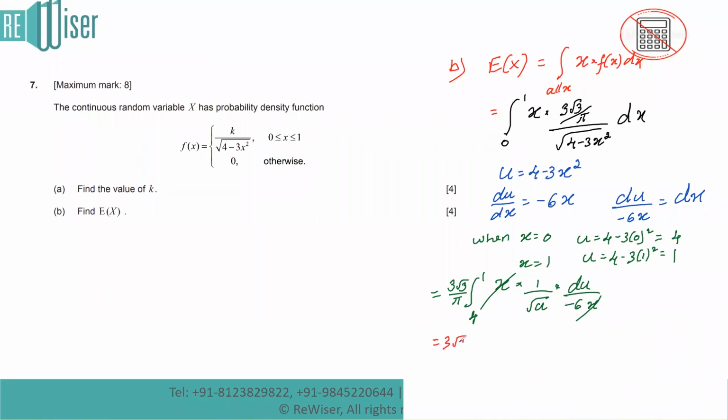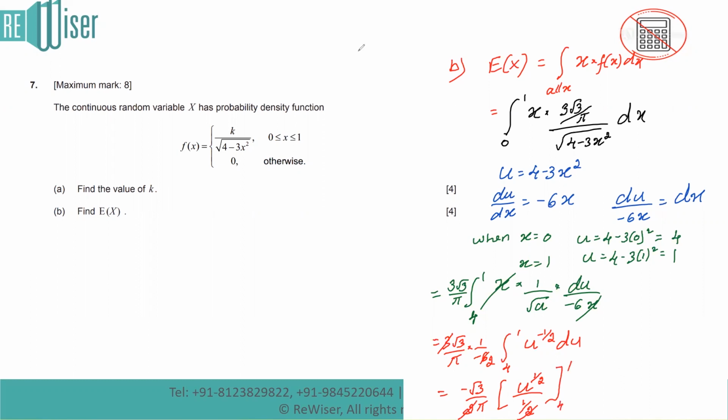So it's going to be 3 into root 3 over pi times 1 over negative 6. Then this 1 over root u, the square root of u, can also be written as u to the power of negative half, into du. So from here, I need to integrate it and simplify it. 3 ones are 3, 3 twos are 6, so I'll be getting negative root 3 over 2 pi. When I integrate this, this is going to be u to the power of negative half plus 1, which is half, and divided by half. And this 2 and this 2, you can cancel out.